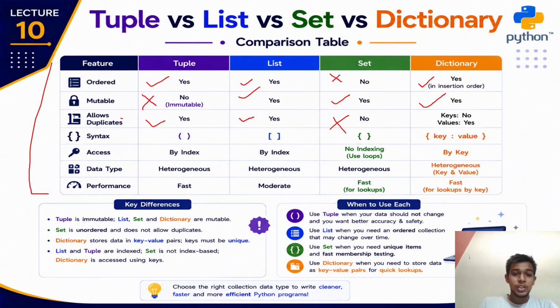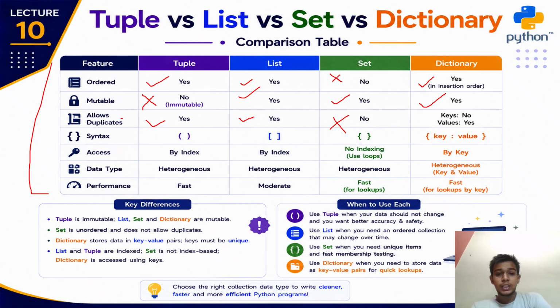When should you use each one? So this is probably the most important part of the slide. You use a tuple when your data should never be changed. For example, days of the week, days of the month, or fixed coordinates. You use a list when you need an ordered collection that may change over time. Lists are the most commonly used collection in Python. You use a set when you need only unique values or when you want fast searching and duplicate removal.